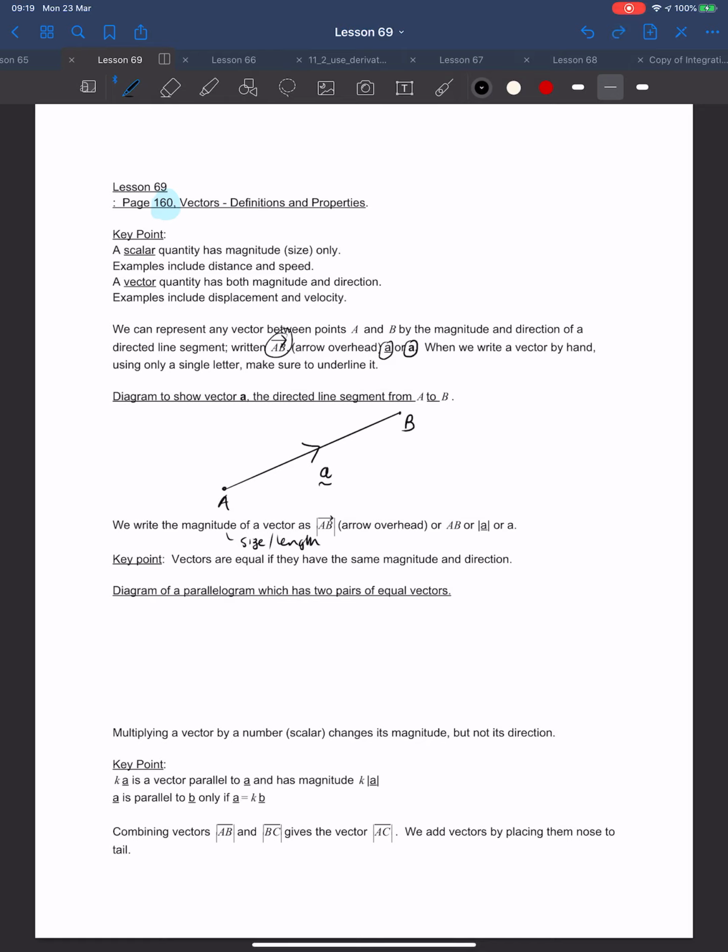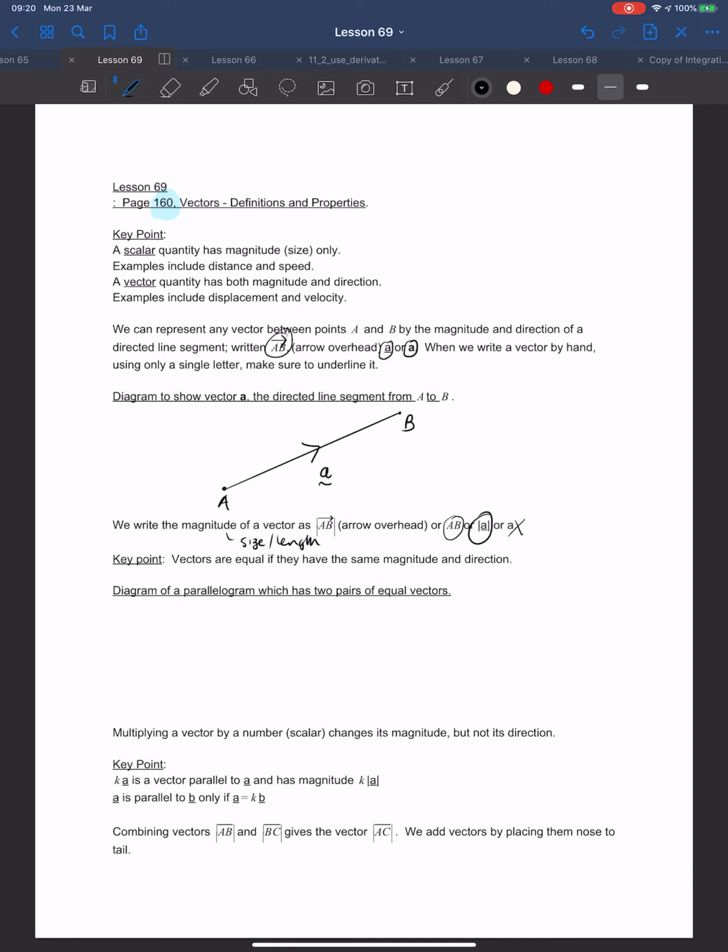It's just the size of AB, or the size of A underline B, or A. I personally would probably use that one, because then it's a vector and the two lines around it mean magnitude or size. That one there could get mixed up with another A. That one I suppose I might use as well.